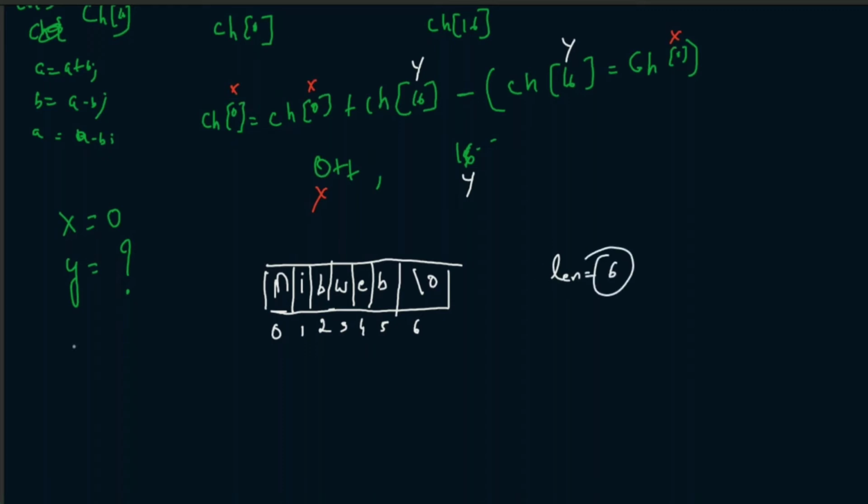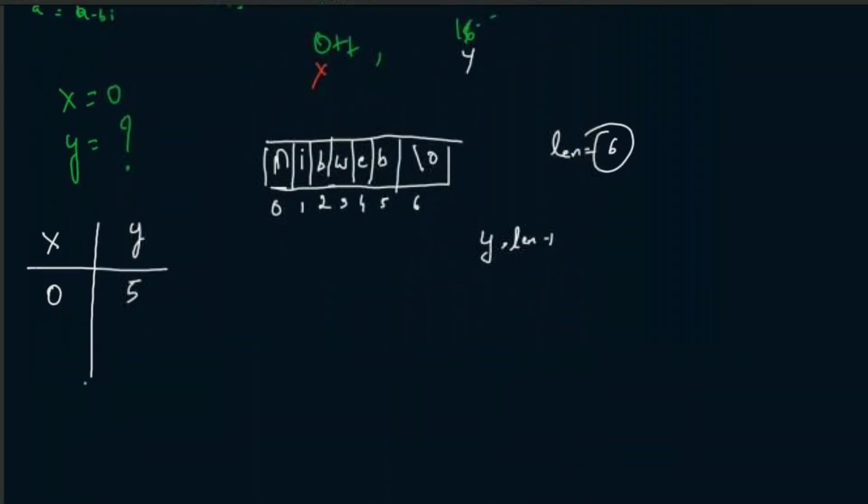The length is 6, right? So I have two variables, let's say x and y. Initially x is nothing but 0. What is y, guys? Y is nothing but length minus 1. What is the length? The length is 6. 6 minus 1 is 5, right? So initially, y is 5.